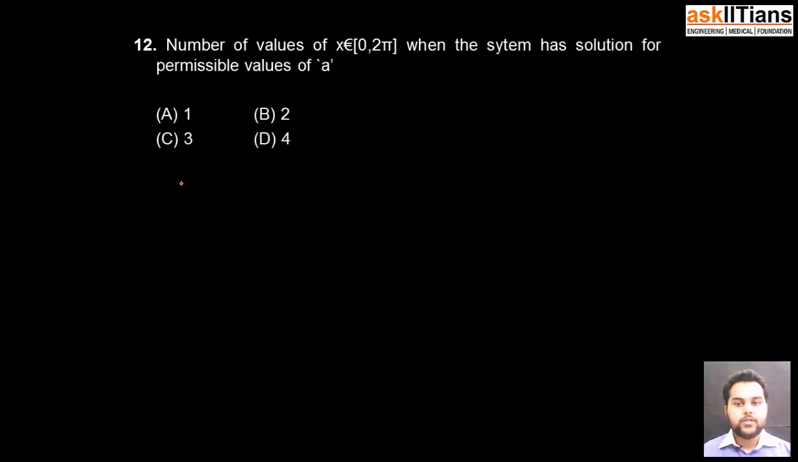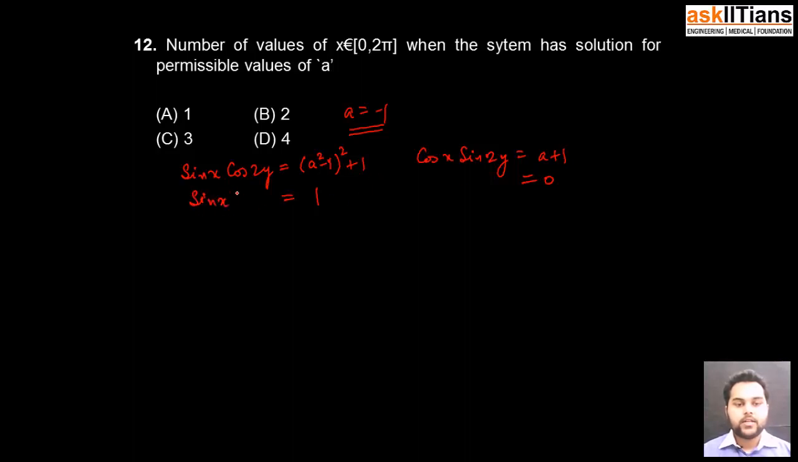For solving, I would continue with the information that was given to me, that is sin x cos 2y was equal to a square minus 1 whole square plus 1, and cos x sin 2y was given to me as a plus 1. I would put in the value of a that I derived from the earlier question, that was a equal to minus 1. So I would get this as 1 and this as 0. That is sin x cos 2y is equal to 1, this being the first equation, and cos x sin 2y is equal to 0, this being the second equation.